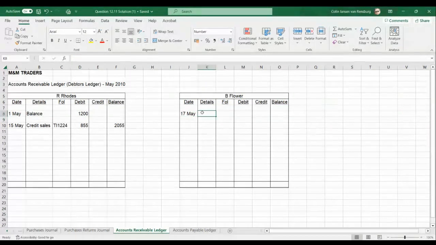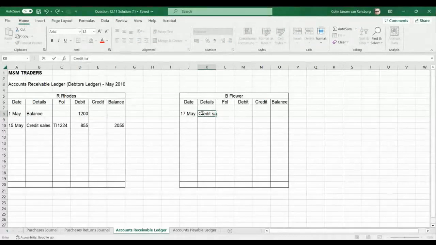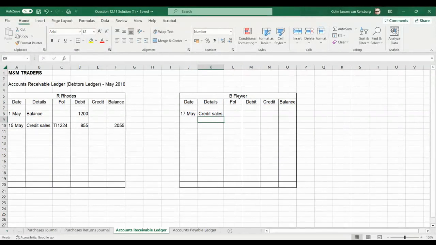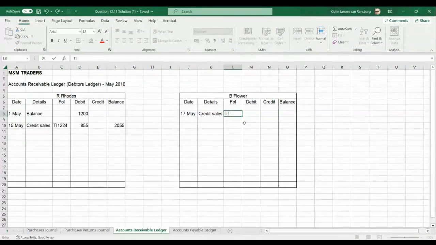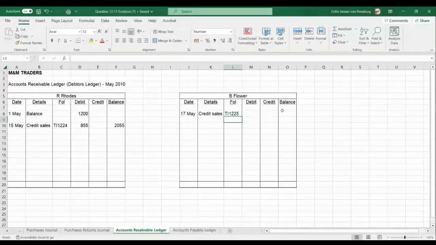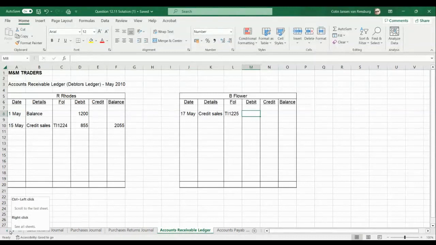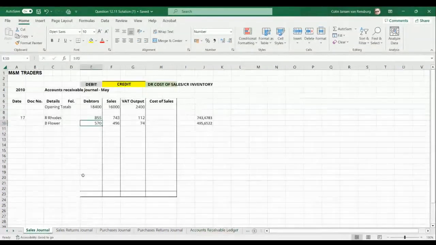That was again for credit sales. I'll make that a little bit wider. And let's say this invoice number was just the following one. This tax invoice number was tax invoice 1225. And would you believe now I've forgotten what was the amount? 570. Let me just go back. 570 indeed.